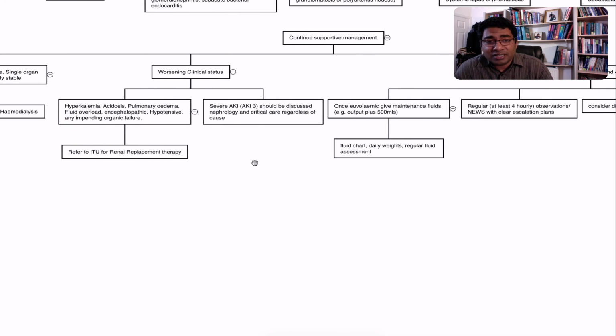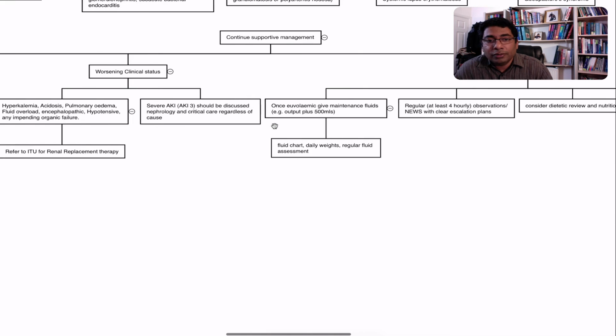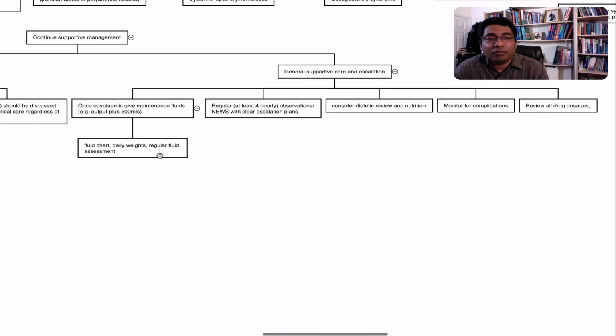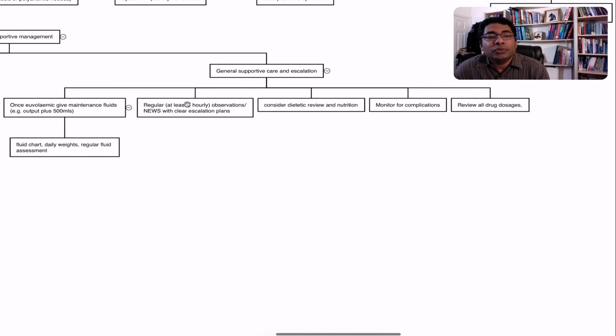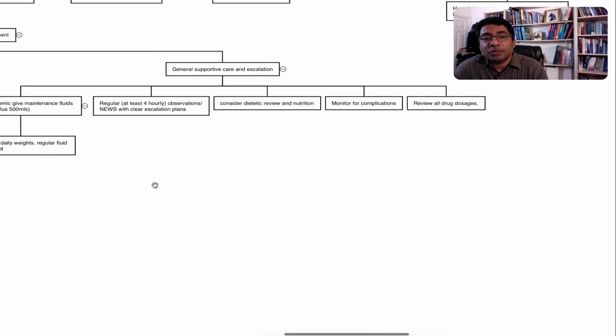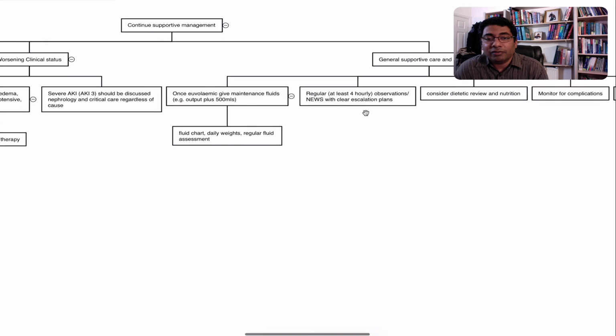Severe AKI stage 3 should be discussed with nephrology and critical care regardless of the cause. General supportive care and escalation: once the patient is euvolemic, you can give maintenance fluids, for example, output plus 500 mLs, by looking at the fluid chart, daily weights, regular fluid assessment, etc. So regular, at least 4-hourly observation and an early warning scoring system with a clear escalation plan while we are maintaining them in the wards. Consider dietitian review and nutrition being sorted out. Monitor for complications and review all drug dosages. These are the general supportive care and escalation that we will do.